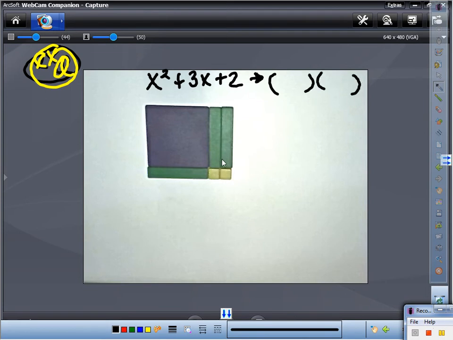Well, let me figure this out. First of all, what is this one again? X squared. How many x's are here? 2x. How many x's here? 1x. How many 1's are here? 2. So check this out. If this is x squared, that means this side times this side gives me x squared. Is that correct?